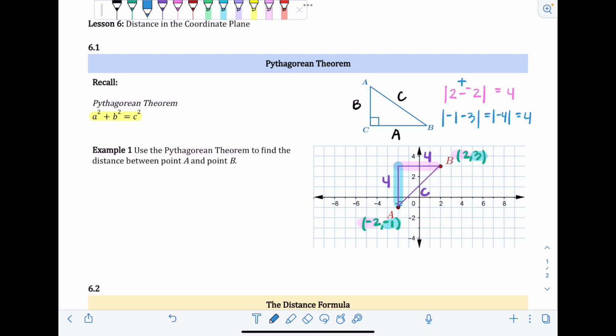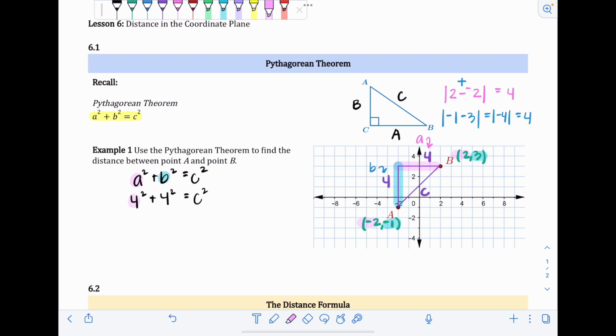Okay, so now if we want to find the distance between point A and point B using Pythagorean theorem, we just have to put one side in for A and then one side in for B. Really doesn't matter which is which, especially now because they're the same number. I'll rewrite the formula first: a squared plus b squared equals c squared. A is going to be 4, b is going to be 4, and then we'll solve for c. So it'll be 4 squared plus 4 squared equals c squared.